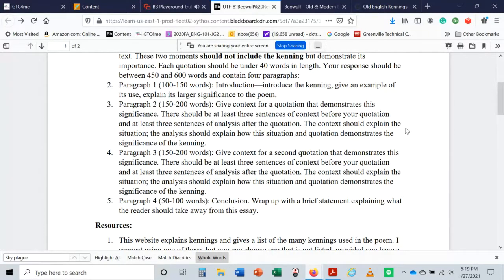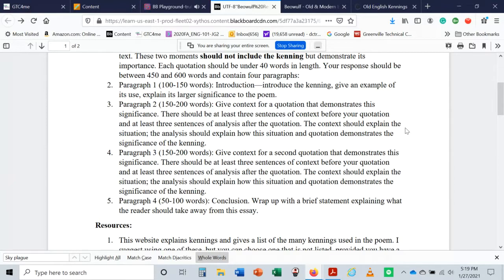Paragraphs 2 and 3, you are focusing on your quotation. So give context for a quotation that demonstrates the significance. I want at least 3 sentences of context before you give your quotation. What context does is explain, think of it like, what is happening at this moment of the epic? You've taken this quotation out, so what do we need to know to understand this quotation? What is happening? Why is it being said? What is it describing? All that is context, okay?